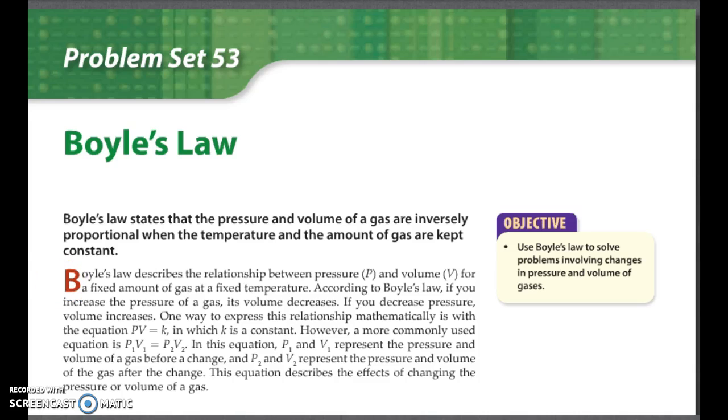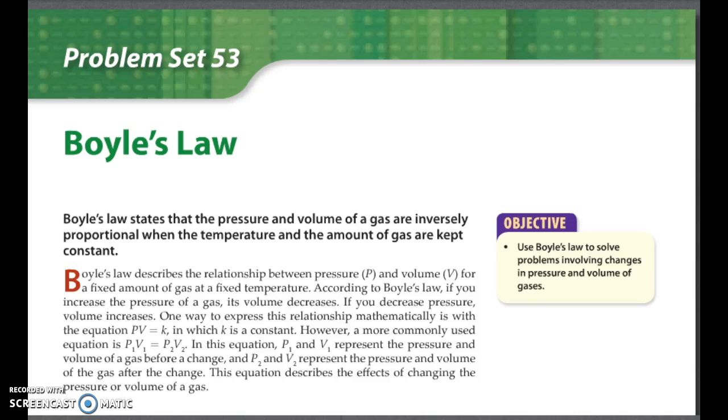Boyle's law describes the relationship between pressure, capital P, and volume, capital V, for a fixed amount of gas at a fixed temperature. According to Boyle's law, if you increase the pressure of a gas, its volume decreases. If you decrease pressure, volume increases. One way to express the relationship mathematically is with the equation PV equals K, in which K is a constant. However, a more commonly used equation is P1V1 equals P2V2.